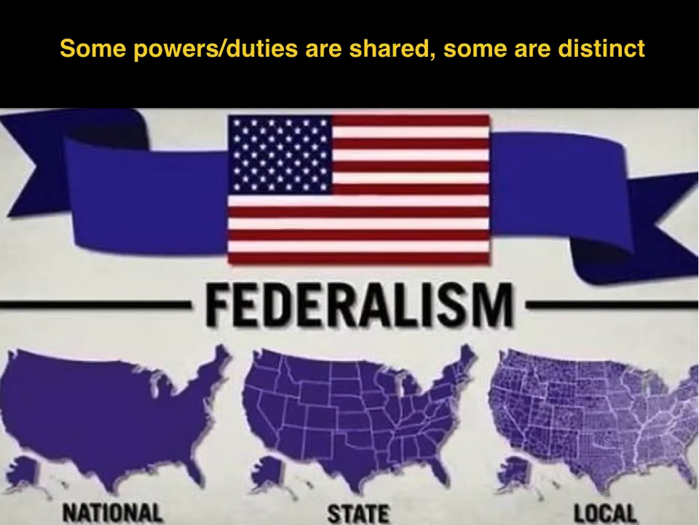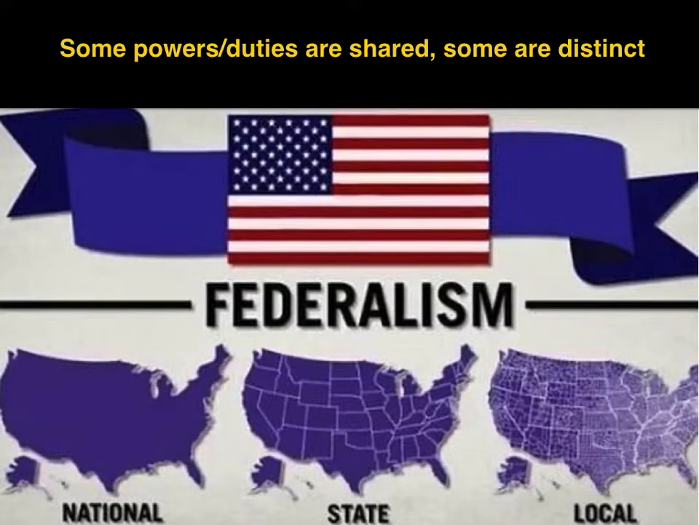The federal government is not involved in giving you a hunting license or deciding whether or not you can be a teacher. That's the state. So there are distinct roles for each level of our government.